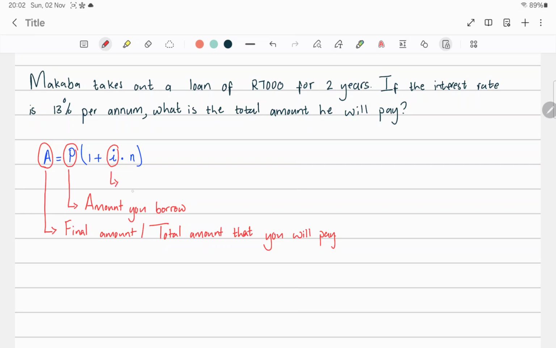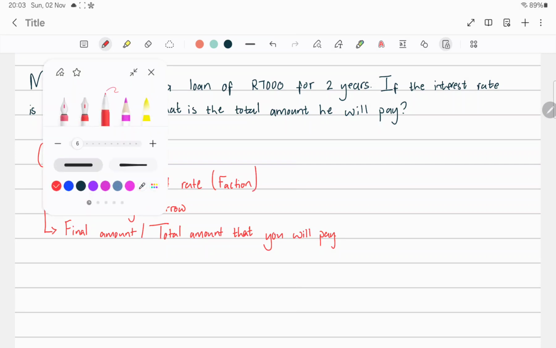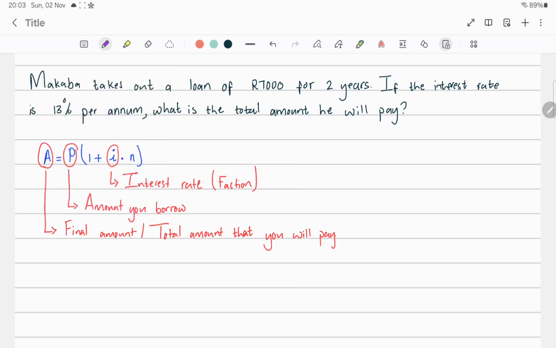This is the interest rate, the percentage. We call it the interest rate, and we represent it as a fraction. So before we look at n, our interest rate here is 13%. In other words, represented as a fraction, it's 13 over 100. So a percentage as a fraction is always the number divided by 100. Always.